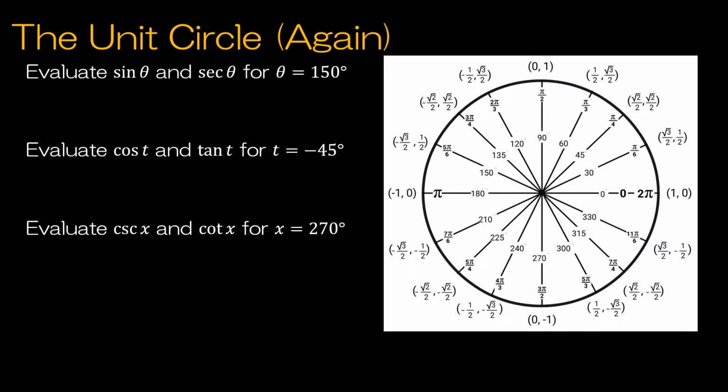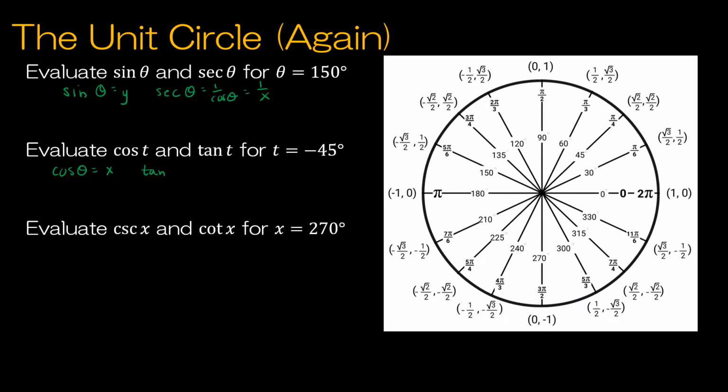I wanted to revisit the unit circle with you, this time dealing with degree measures, but we're really going to be doing the same thing. So keep in mind that sine theta is y. Secant theta is 1 divided by cosine theta, so it's 1 over x. Cosine of theta is x.